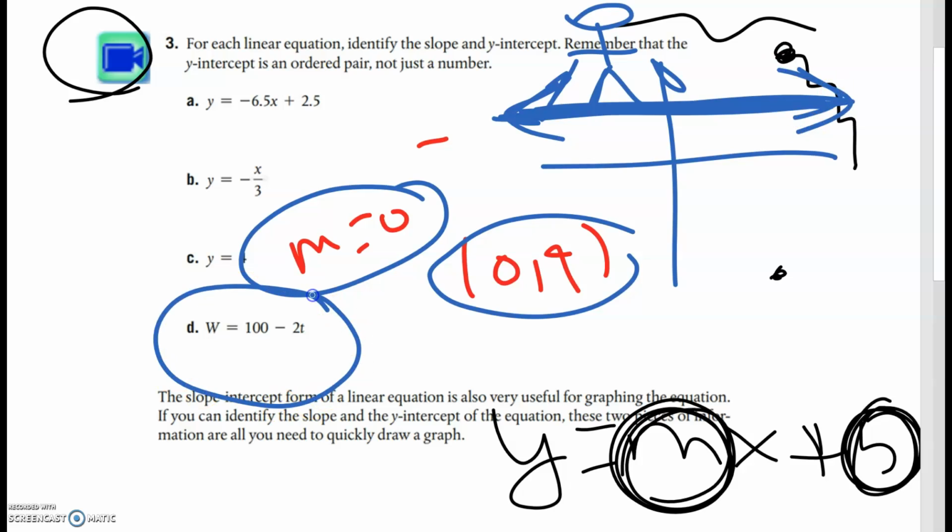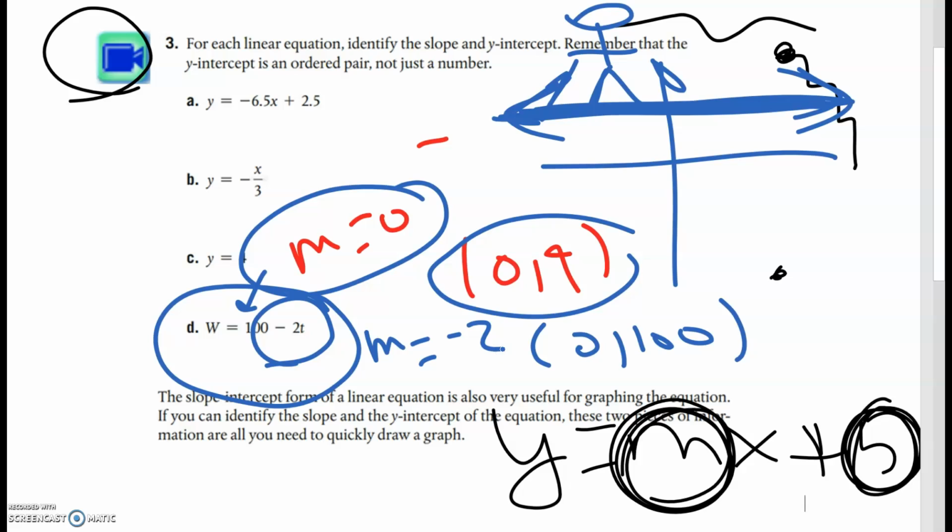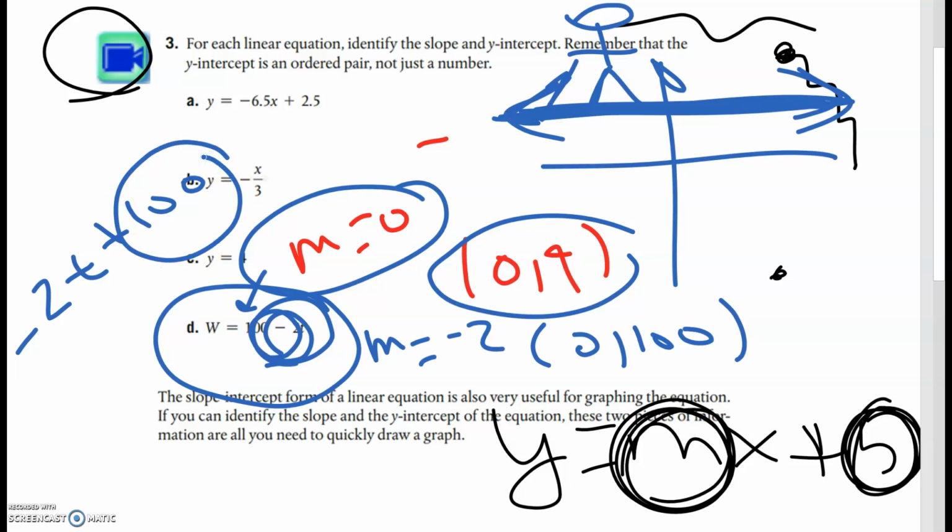All right, the next one, your number that's all by itself, your constant, is your b. So this has a y-intercept of 100. And then the slope, the negative 2 goes with the x. So the slope is a negative 2. And notice when we write the slope, we don't put the variable. It's just that coefficient. All right. So again, sometimes students like to turn it around so they can see it better. But as long as you know that the thing that is by itself is the starting amount and then the multiplier is your slope, you should be good to go.